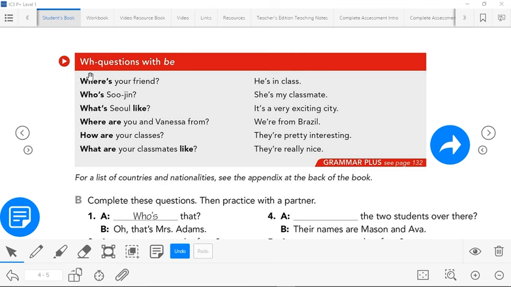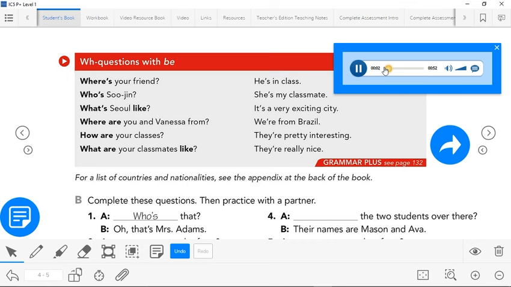So, listen and practice. Page 4, Exercise 5, Grammar Focus. WH questions with be. Where's your friend? He's in class. Who's Sujin? She's my classmate. What's Seoul like? It's a very exciting city. Where are you and Vanessa from? We're from Brazil. How are your classes? They're pretty interesting. What are your classmates like? They're really nice.